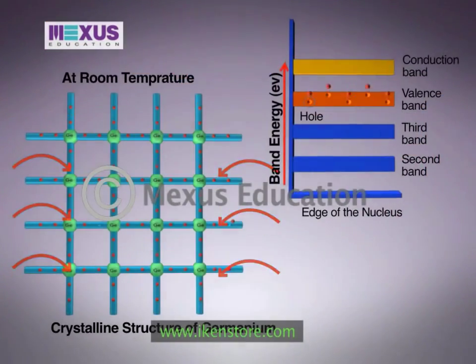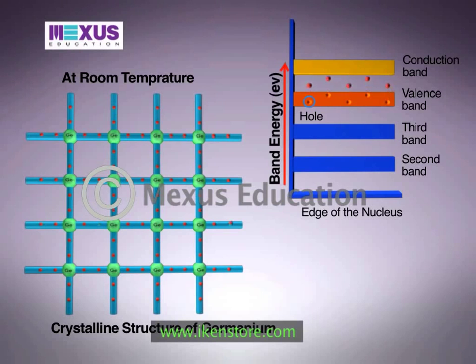Due to absorption of energy, the valence electron jumps from the valence band to the conduction band. Whenever a valence electron drops from the valence band to the conduction band, a vacancy is created in the valence band, and such a vacancy is called a hole. Thus, an electron-hole pair is produced.